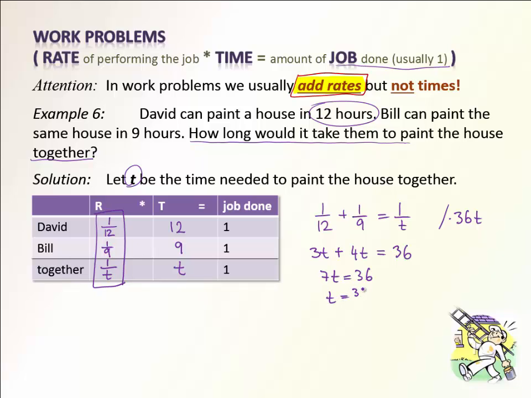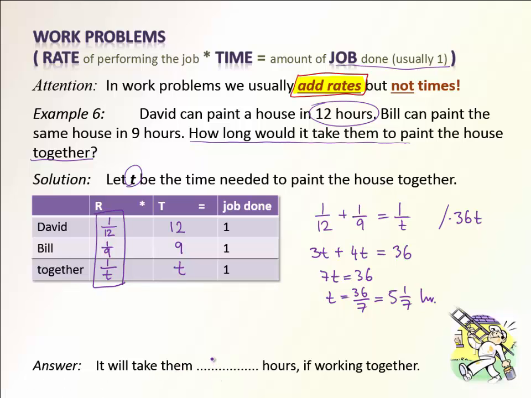And finally t is 36 over 7, which is 5 1/7 of an hour. So a tiny bit more than 5 hours. And we're ready to give the final answer. It will take them 5 hours and a bit, 5 1/7 of an hour, if they work together. If we're curious about this a bit, we can always convert it to minutes. 1/7 of an hour is the same as 60 over 7 in minutes, and 60 over 7 is approximately 8.6 minutes. So together they should finish the job in about 5 hours and 9 minutes.